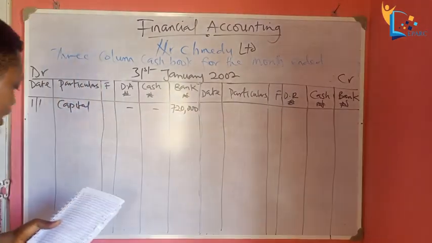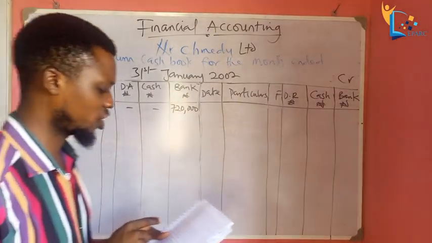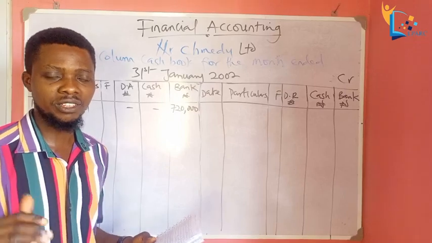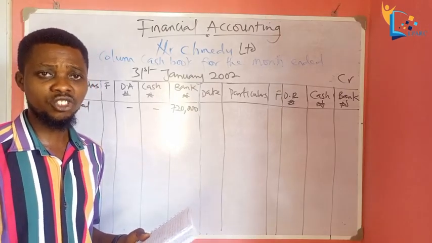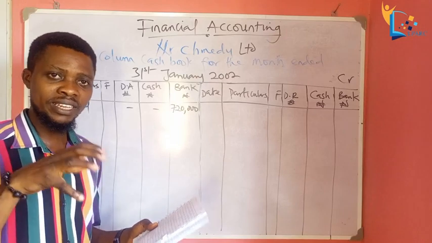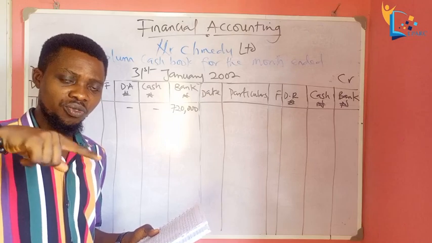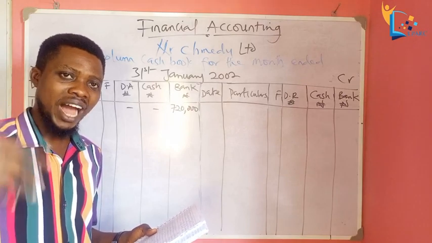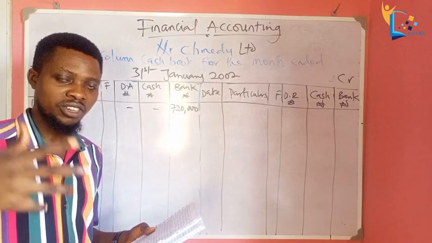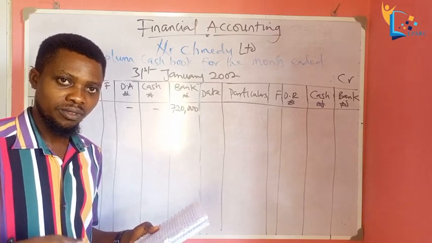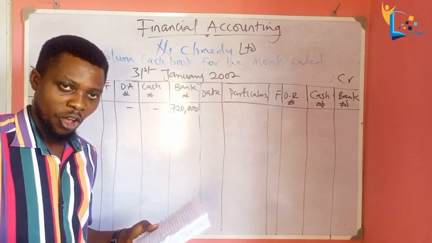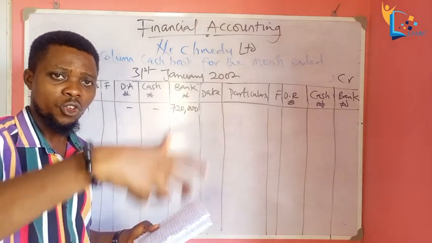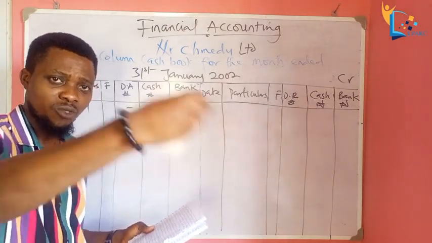So this is 720,000. Then on the 2nd of January, he withdrew cash for office use. Now let me explain this. There's what we call contra entries. A contra entry is when there's circulation of funds within the business, where the fund is not going out of the business, it's within the business. For instance, you took cash from cash sales in the office and you take it to the bank, the same bank account that belongs to the business, or you withdrew from the bank account of the business for office use.